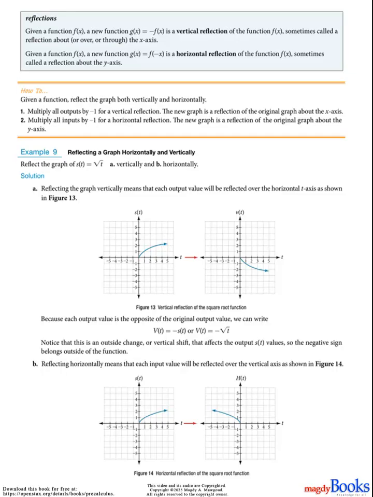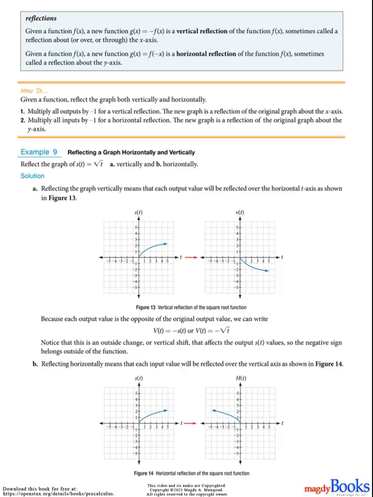Example 9. Reflecting a graph horizontally and vertically. Reflect the graph of s(t) = square root of t, a. vertically and b. horizontally. Solution. a. Reflecting the graph vertically means that each output value will be reflected over the horizontal t-axis as shown in Figure 13. Figure 13. s(t) vertically reflected to v(t).